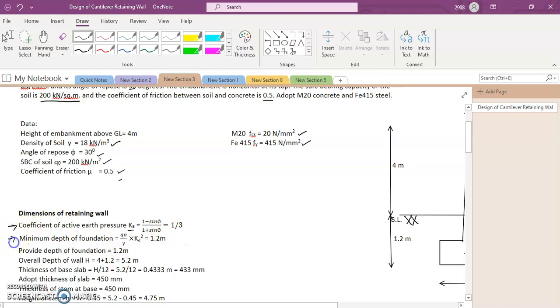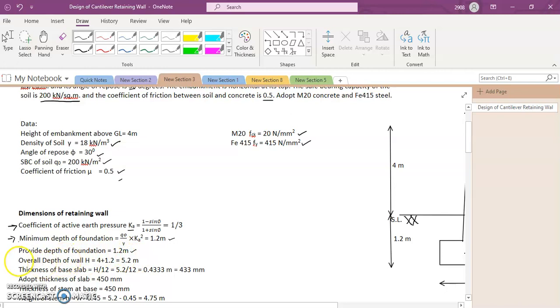Next, we need to find out the minimum depth of foundation that is required. The formula is the SBC of the soil upon the density of the soil, into Ka squared. So SBC is 200, gamma is 18, and Ka is 1 by 3. So it comes to 1.2 meters. So let us provide a depth of foundation as 1.2 meter. Sometimes we will not get a round figure like this. We might get something like 1.18, and we can round it off to something slightly higher.